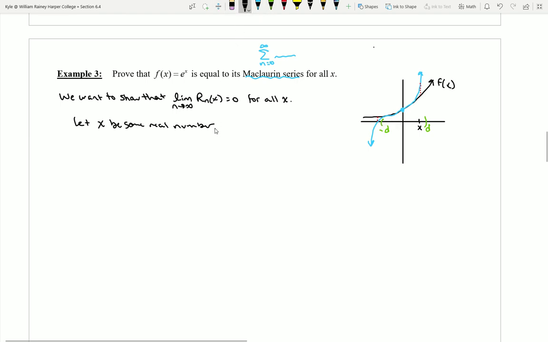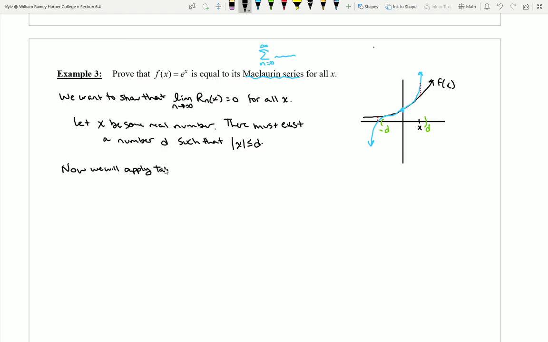So here's what I'll be able to say. There must exist a number d such that the absolute value of x is less than or equal to d. That is, x is in between d and negative d. Okay? So we have that nice little interval there. So now we will apply Taylor's theorem.